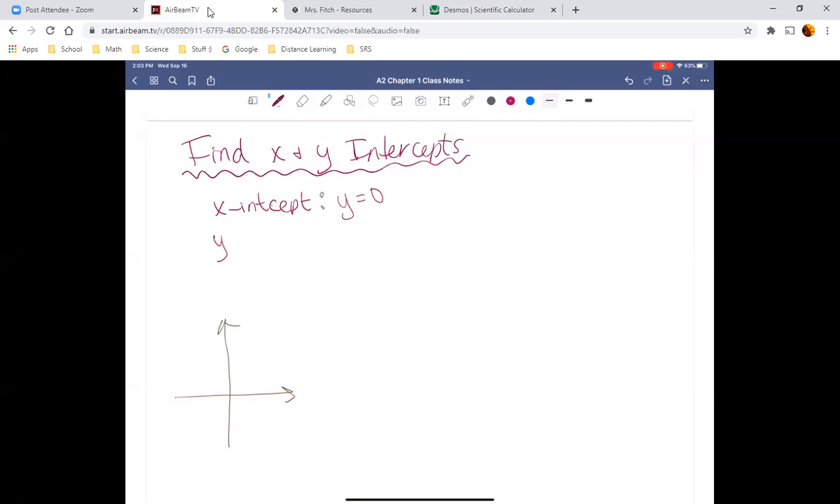And just the opposite, if we were talking about our y-intercept, that's where we're crossing the y-axis, right? And if we're crossing the y-axis, our x value is always going to equal 0. So our x equals 0, right?